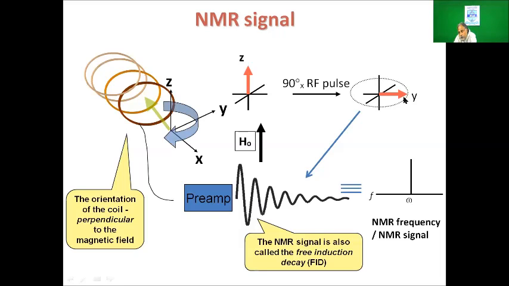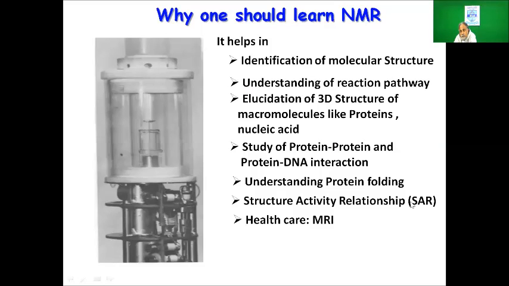Once you switch off the RF pulse, it will come back to its original position. This is called the relaxation, and that is the free induction decay. So once it is at 90 degrees, this is the signal in the time domain. This NMR signal is then transferred by Fourier transformation, and we have the frequency. So this is giving the signal, and it depends on omega, the Larmor precession frequency.